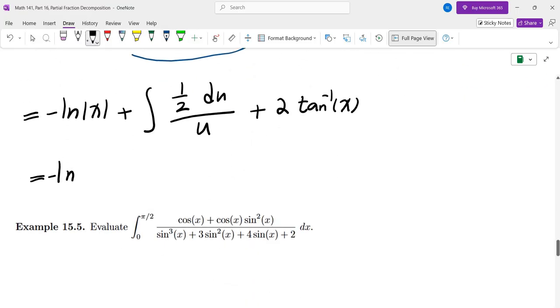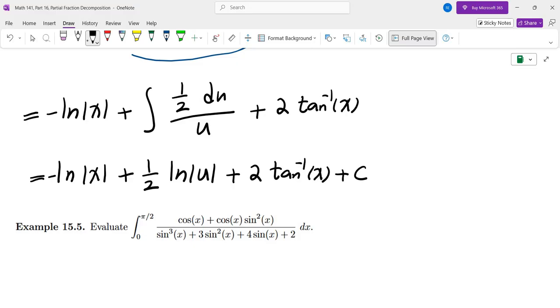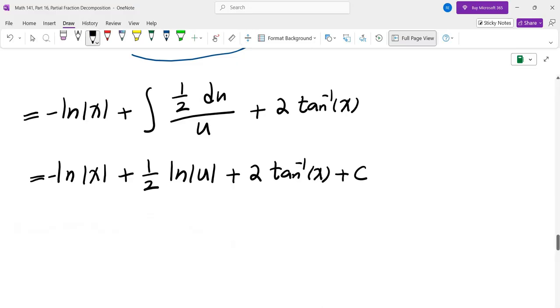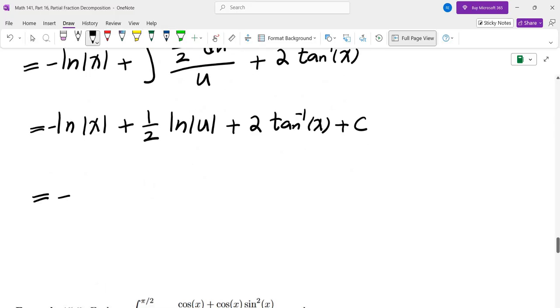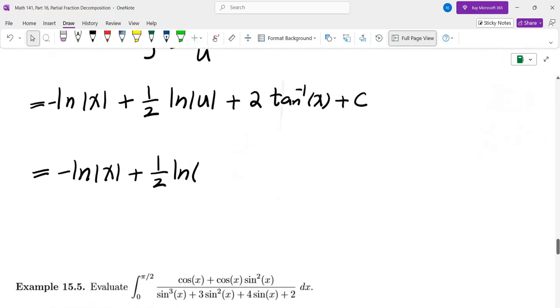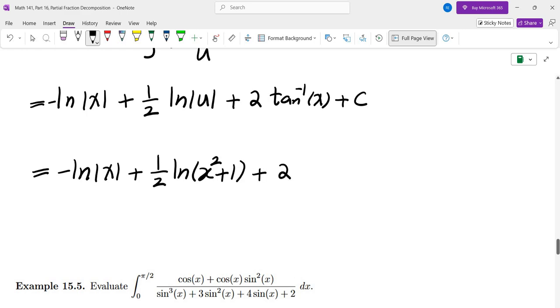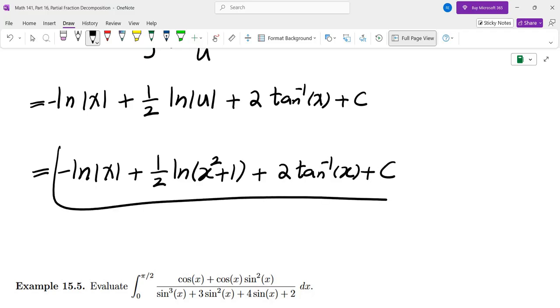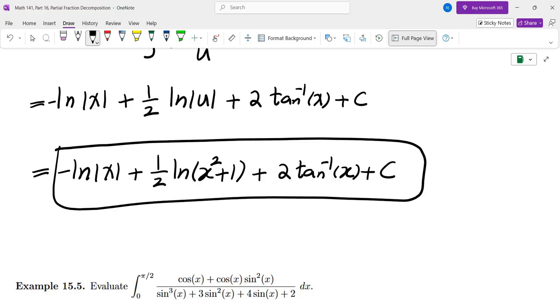And that is equal to minus natural log of the absolute value of x plus 1/2 natural log of the absolute value of u plus 2 tan inverse of x plus c. And of course, we'll have to write down the final answer in terms of x only. So this would be minus natural log of the absolute value of x plus 1/2 natural log of x squared plus 1, which is what u was, and x squared plus 1 is positive, so I don't need the absolute value, plus 2 tan inverse of x plus c. And that would be the final answer to this problem.